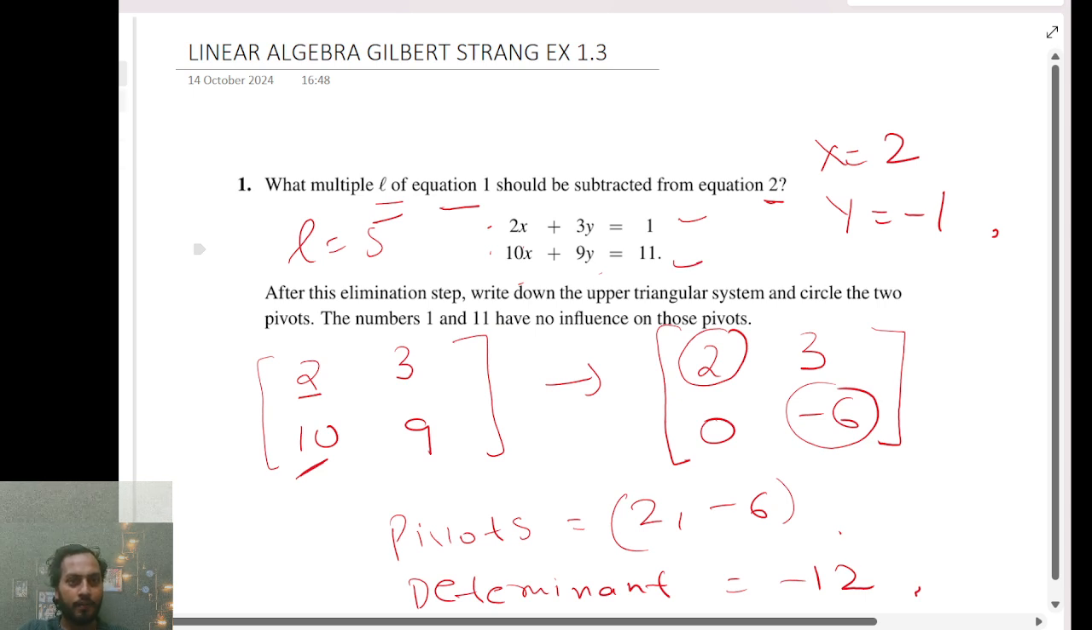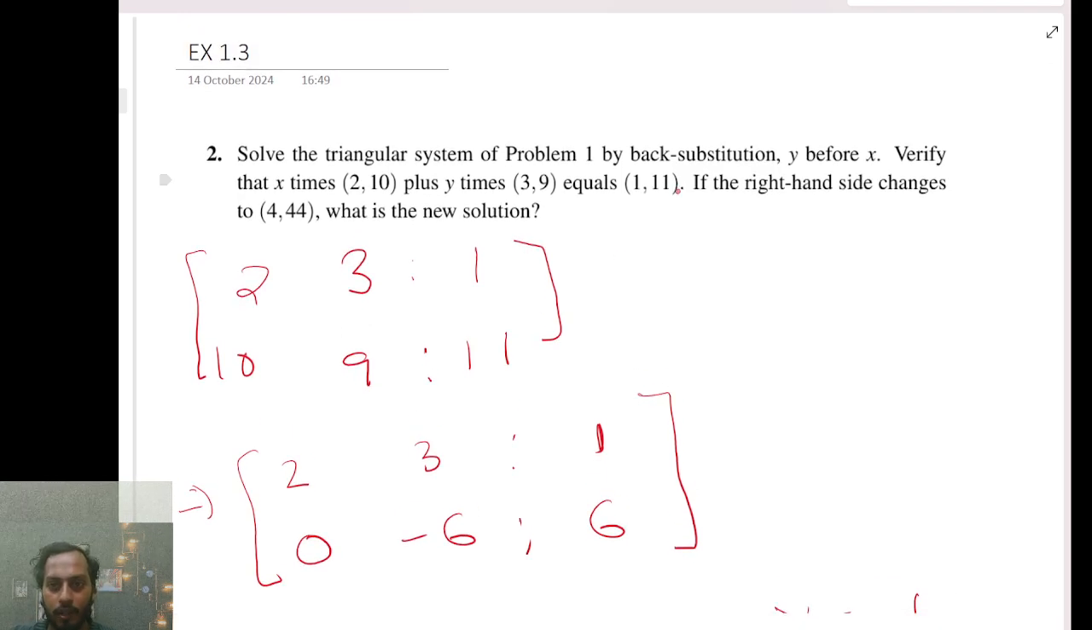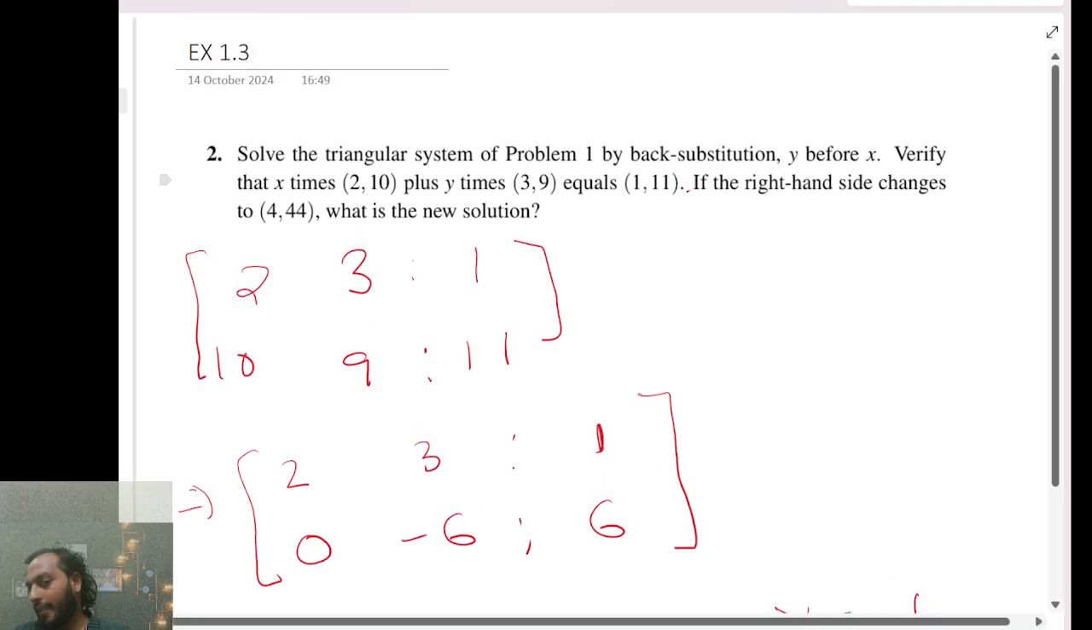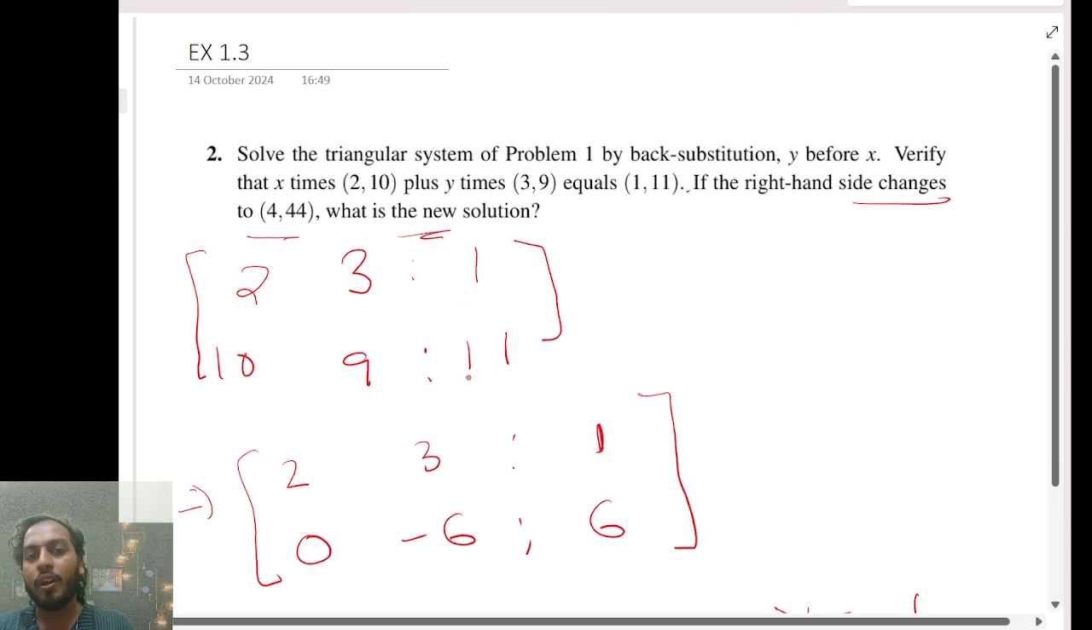Is it okay? I think my second question is also done. Now what they're asking further: if the right hand side changes to 4 and 44, what would be the new solution? The entire equation is the same, but if they change my right hand side, then what would be my new solution?